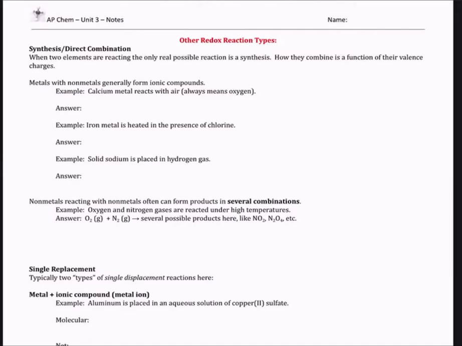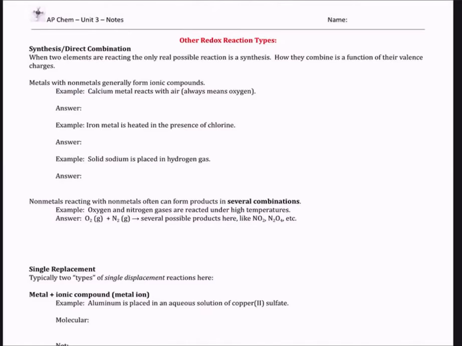So to finish off the notes, in this unit we talked about metathesis, which was precipitation reactions. We talked about acid-base neutralization. And we talked about redox. The biggest type of redox reaction is the ion-electron balancing, which has many, many steps.